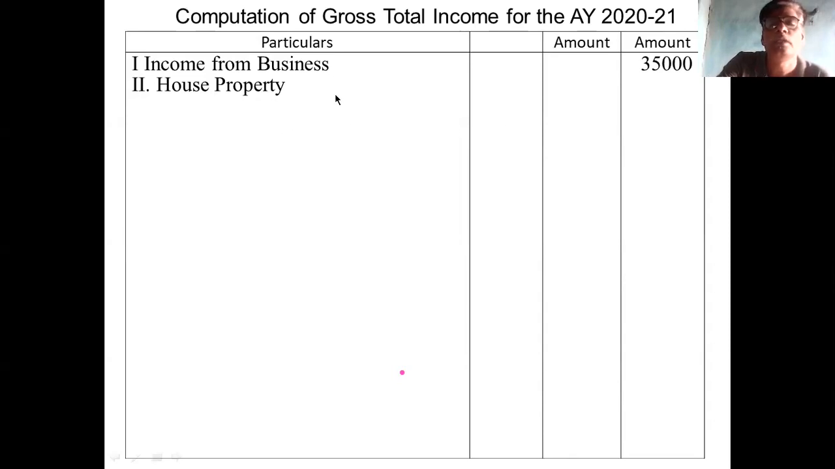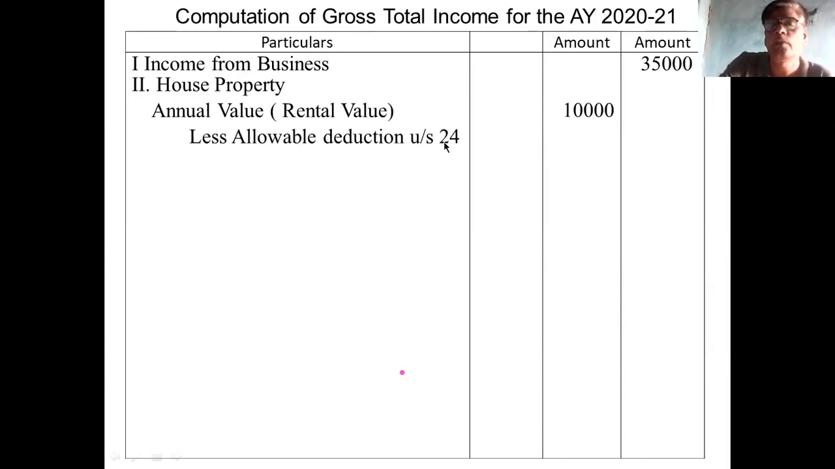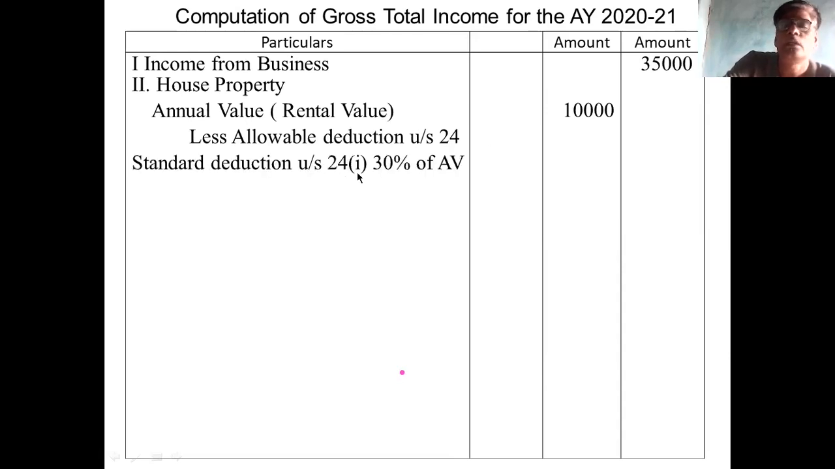So house property rent is given. That rent itself is gross annual value. Only one value is there. From the gross annual value, you deduct municipal tax. Municipal tax is not there, so directly you consider that as annual value. The annual value is the rental value, 10,000. Then you give deduction under section 24. The deduction is standard deduction, 30% of annual value. You deduct 30% of the annual value, and the balance is the income from house property. Then you take the second head, income from business, 35,000.